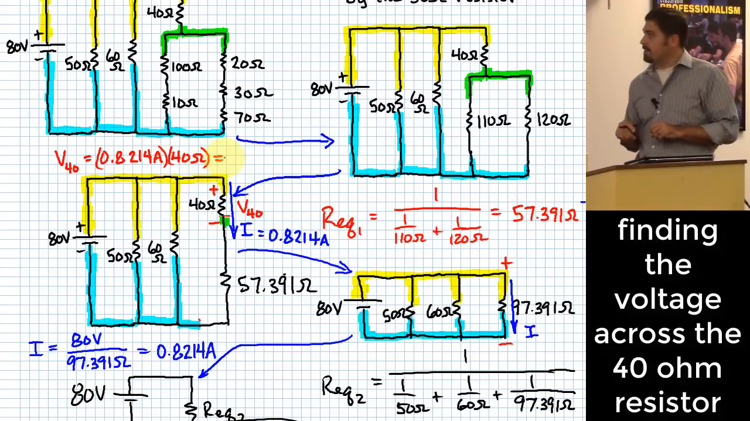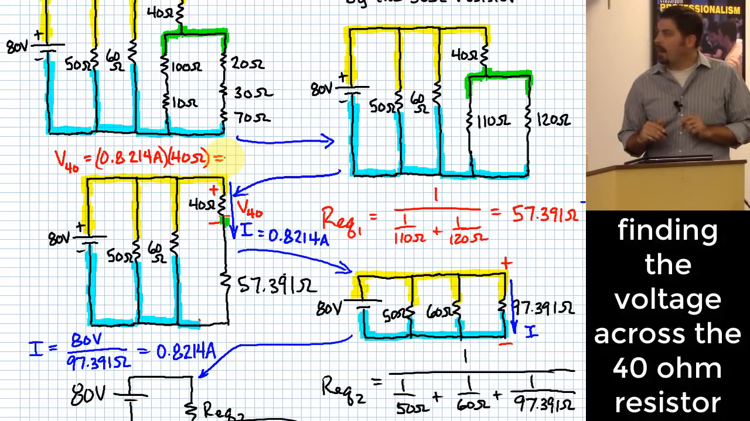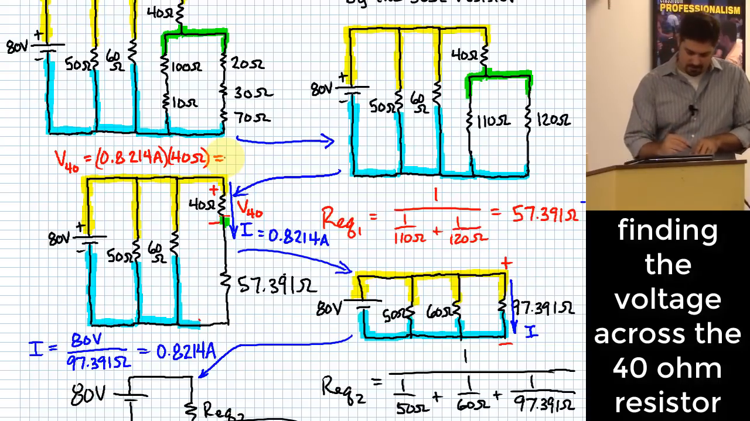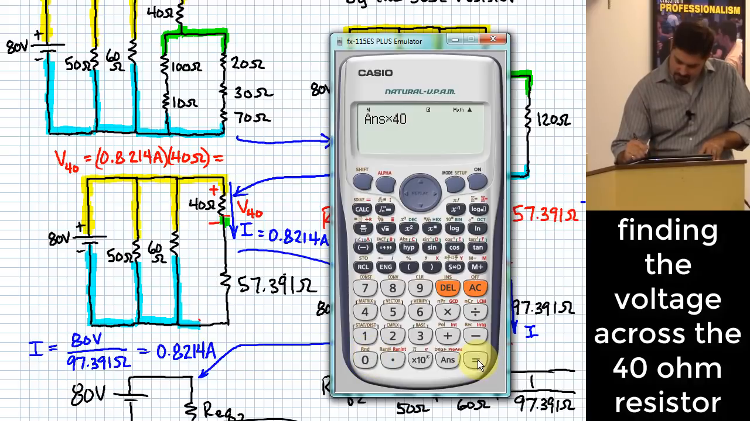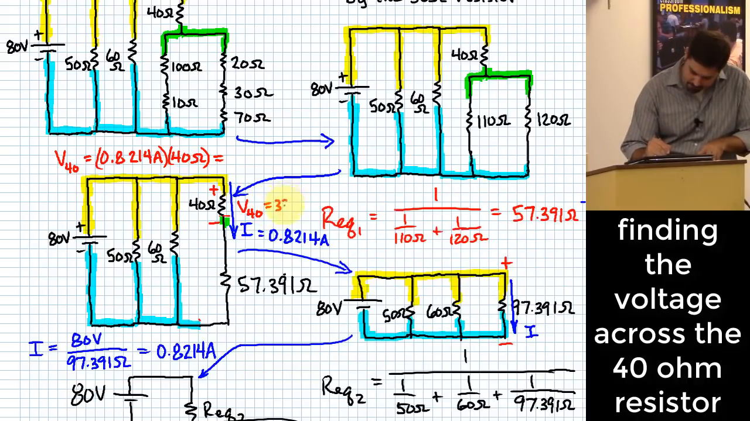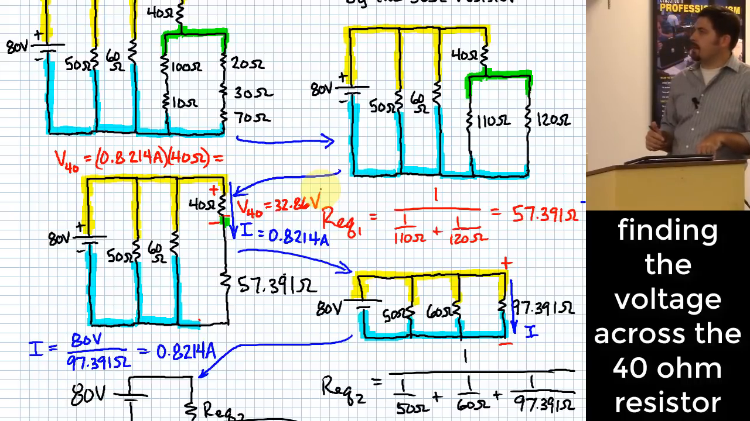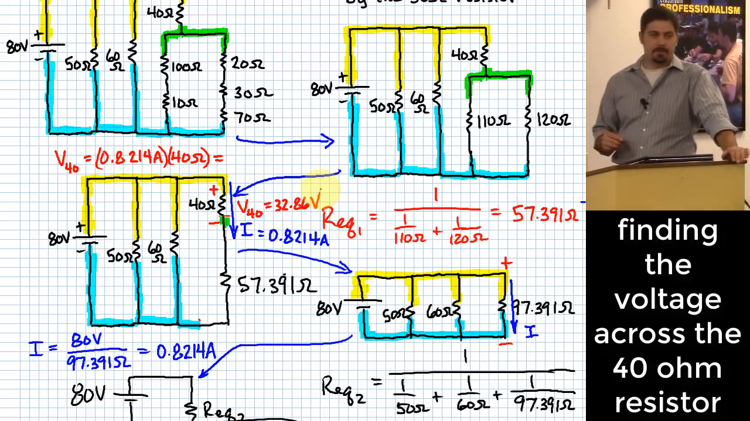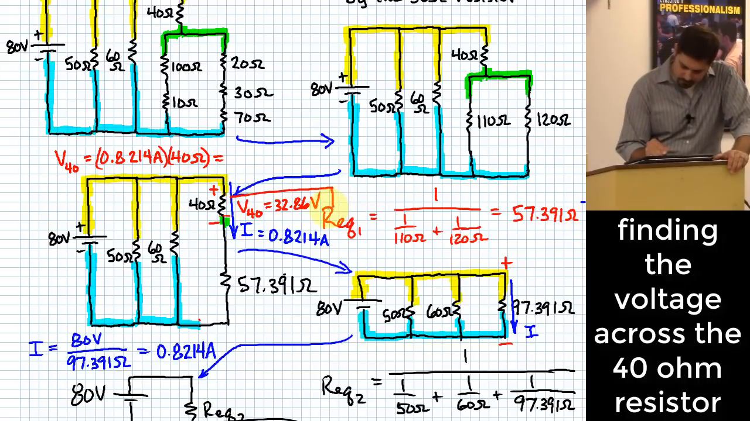So what do I get there? Yeah, 32.86 volts. Great. That's how many volts go across the 40 ohm resistor.